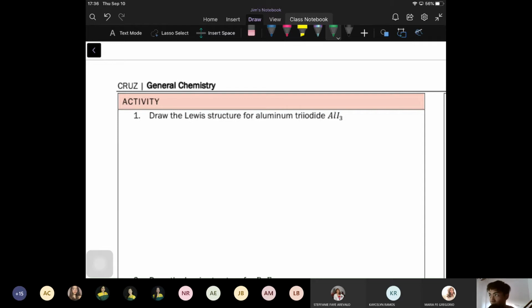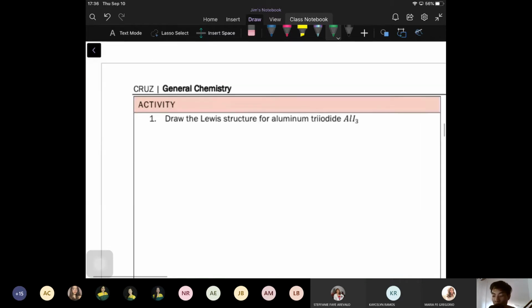Anyone, is that a violation of the octet rule or not? Mag-violate kaya yan ng octet rule? Yes po. Oo, yes. Bakit yes? Kasi aluminum, metal yan, di ba? So again, metals don't like octet rule. Ayaw nila ng electron. So that means aluminum triiodide will not follow the octet rule.